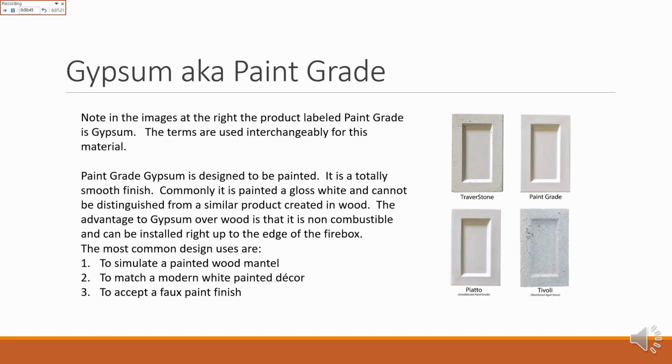Another is you might have a very modern decor, maybe white or black and white, and you want to match it with a high gloss white finish. And the last thing is perhaps you want a faux finish. Maybe you want it to look like marble or a particular wood grain or something that matches your decor. So if you want to paint your surround and you want a smooth finish, then gypsum is the product, and then paint is your option.